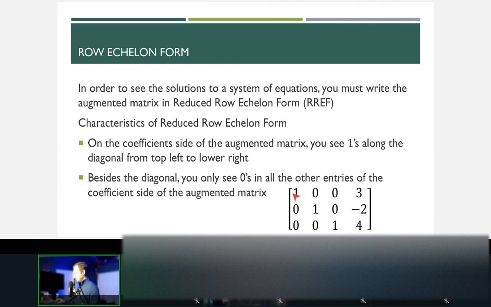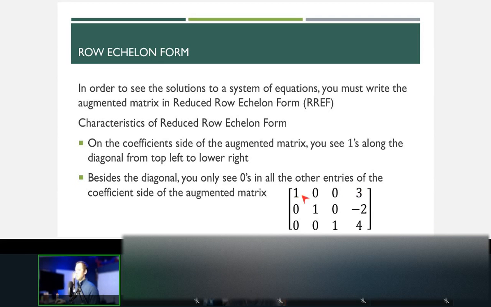Once it's in this form, this tells us the answer. Think about this. This is 1x, 0y, 0z equals 3. So class, once we're in this form and you rewrite this back into equation form, what does x equal? It's not 1. X equals 3, yeah.